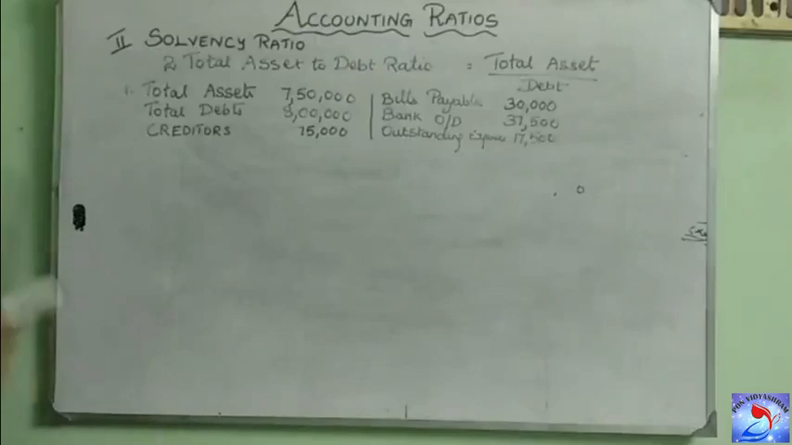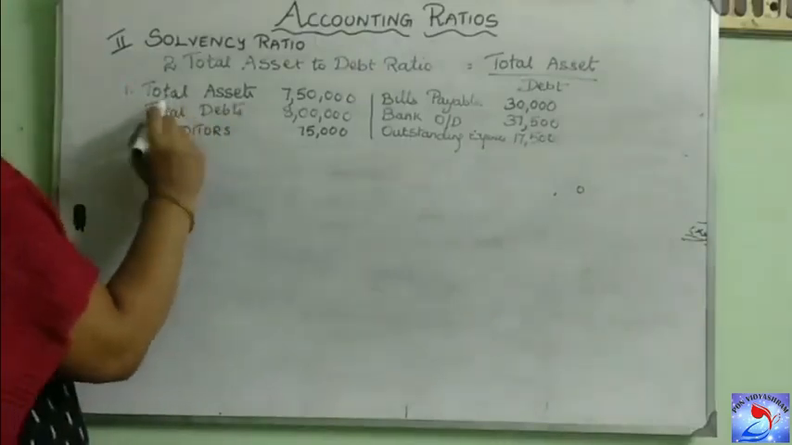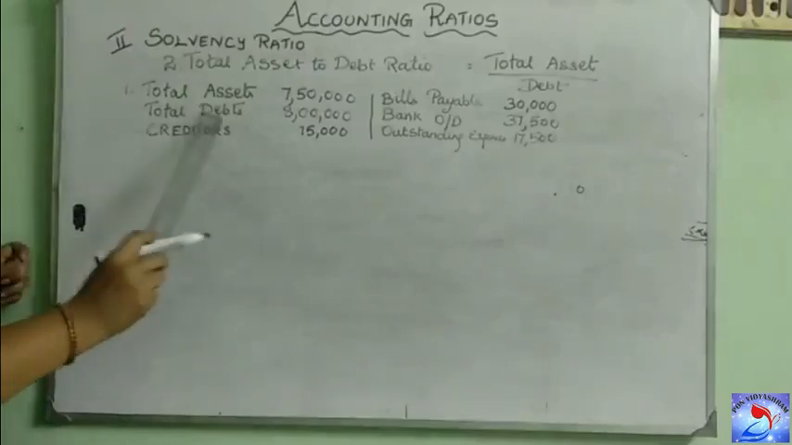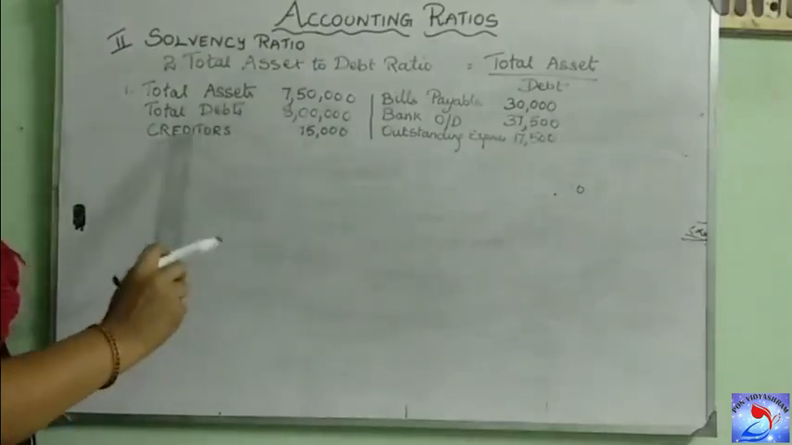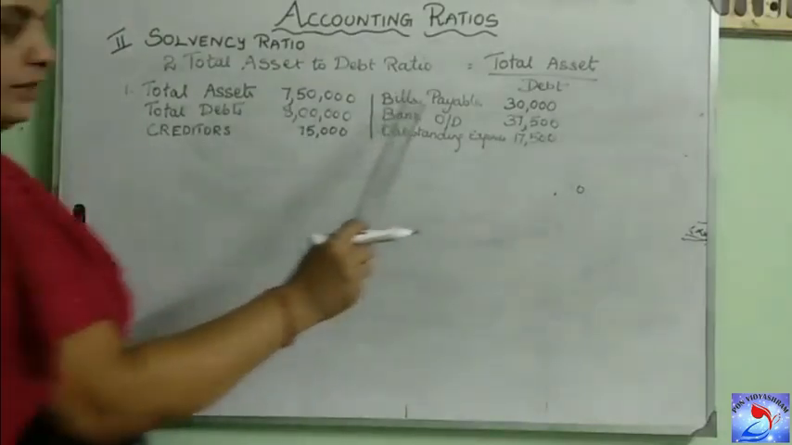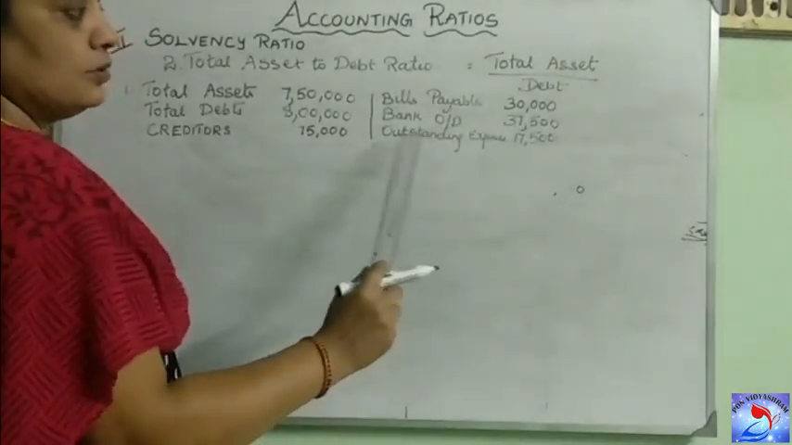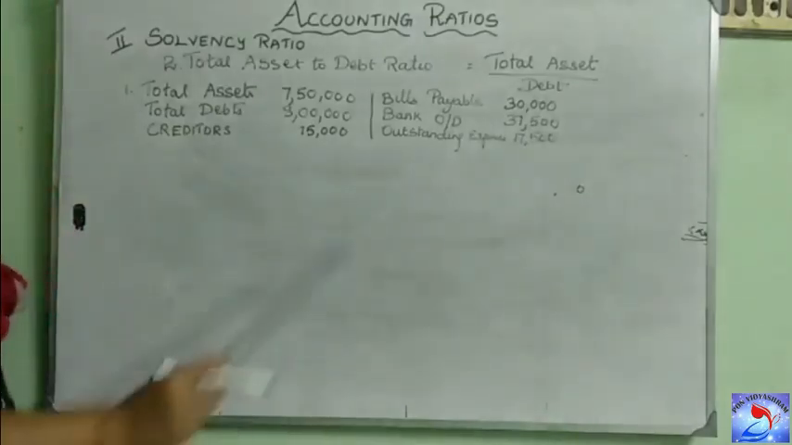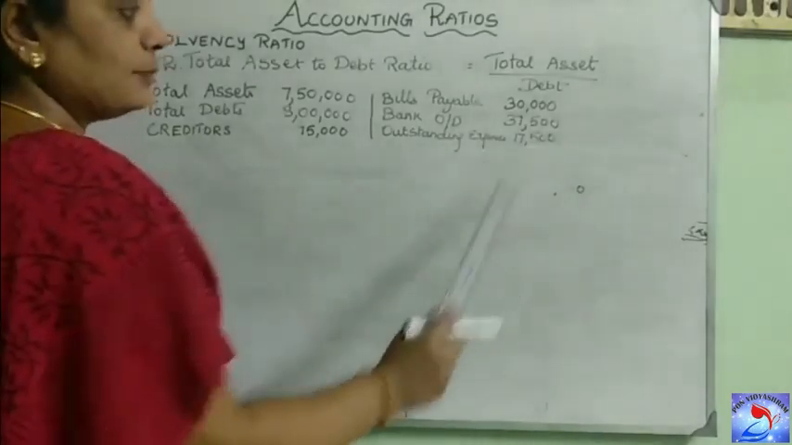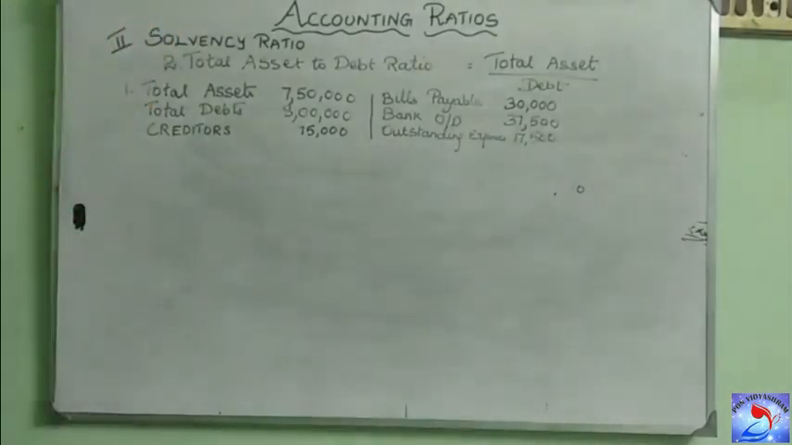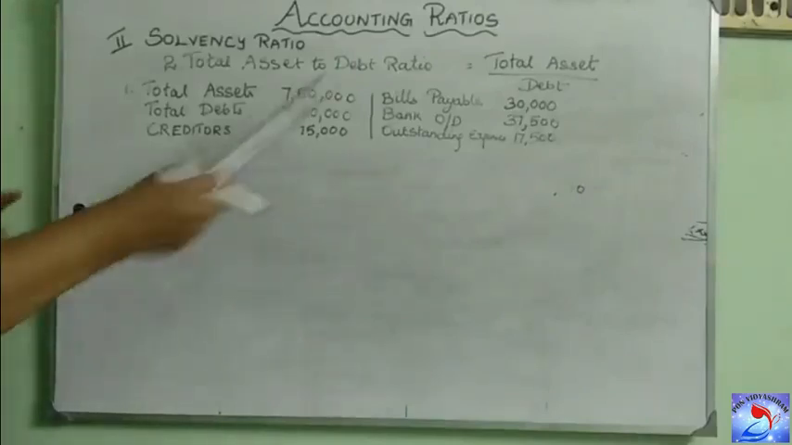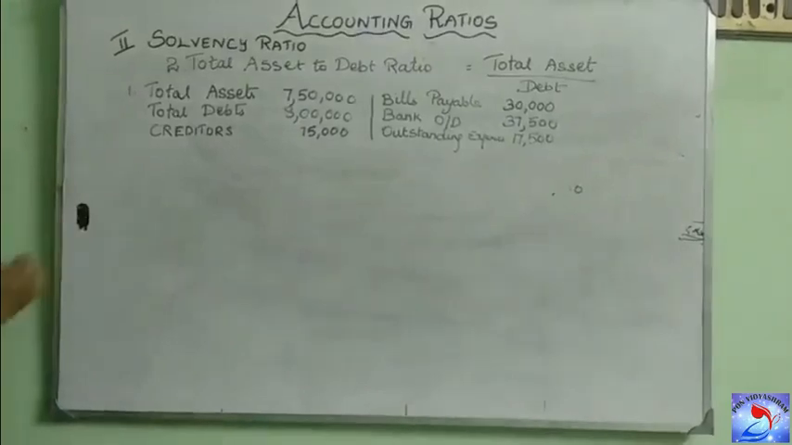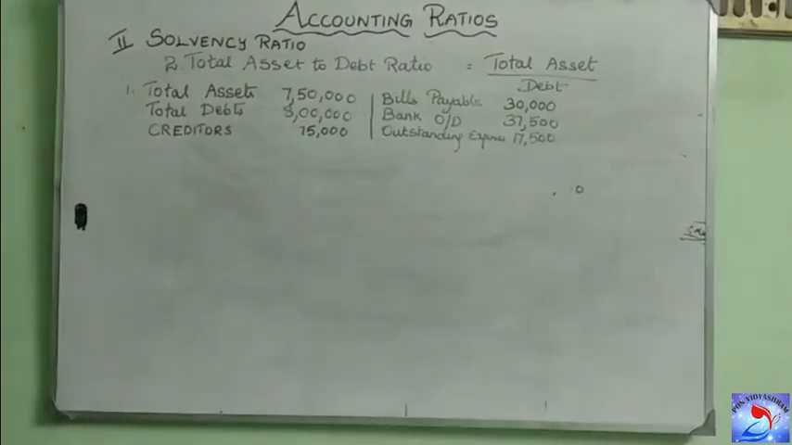Now we will see a sum where you need to calculate the total asset to debt ratio. Now they have given you the total asset. Total asset is 7,50,000. Total debts is 8 lakh. Creditors 75,000. Bills payable 30,000. Bank OD, that is bank overdraft, 37,500. Outstanding expenses 17,500. So now we have the total debt and total asset 7,50,000, that is given directly in the sum, no problem.